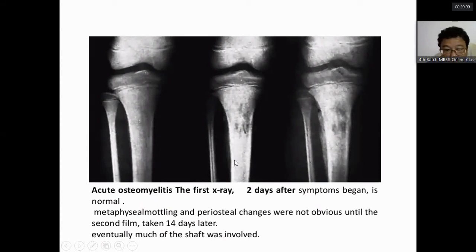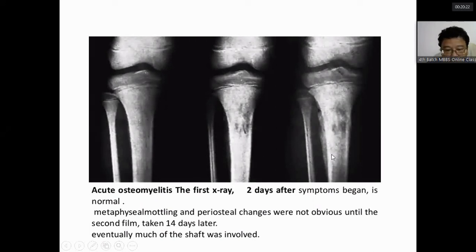So what you see is already there's periosteal new bone formation. Here actually there was subperiosteal pus, and later the new bone formation took place. So this is the periosteal new bone formation, and here you see cavities. This lucent area is all cavities.